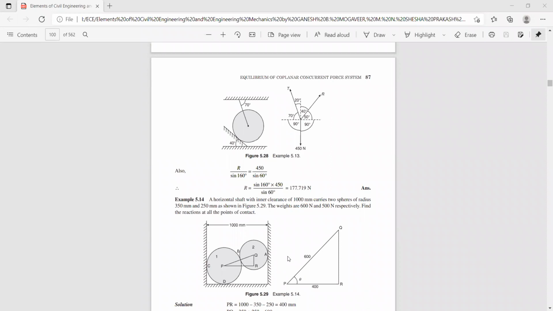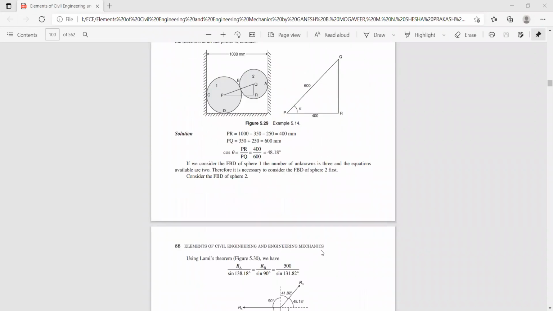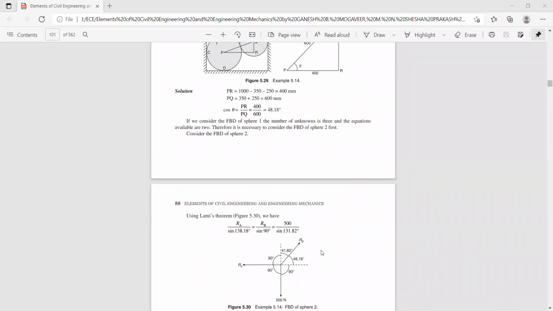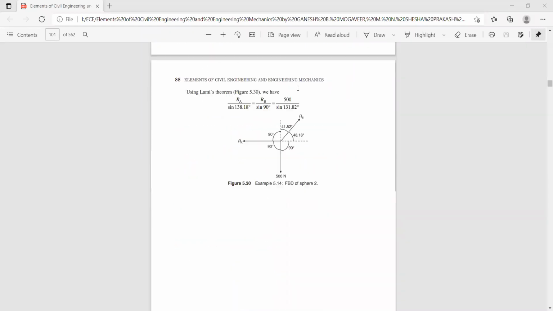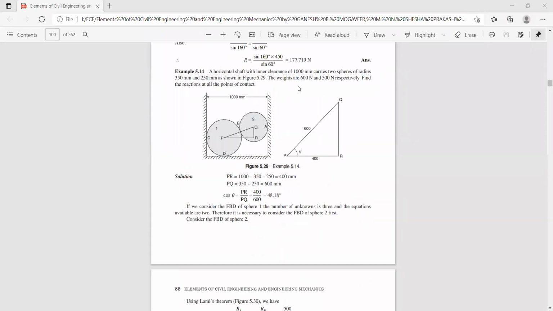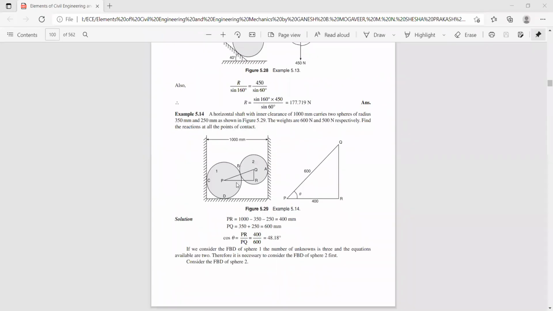Now let us look at the free body diagram required. I think someone has directly solved this problem by Lami's theorem. Now anyway, this theta happens to be 48.18 degree. Now, because we have to draw two free body diagrams here, one free body diagram is with respect to the sphere P. The other free body diagram is with respect to sphere Q. Now first let us discuss how to draw the free body diagram of the sphere P.